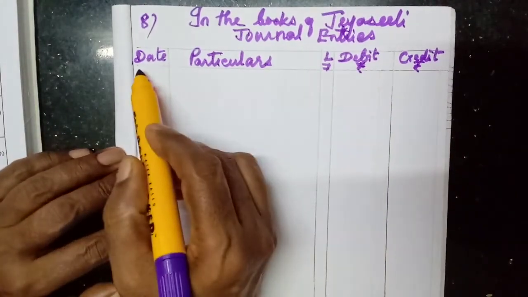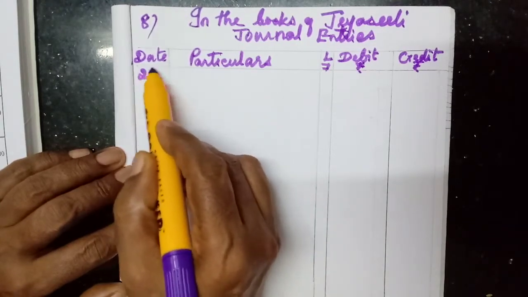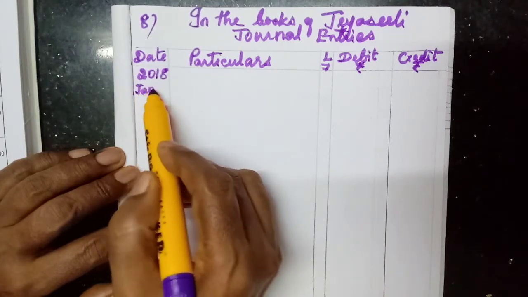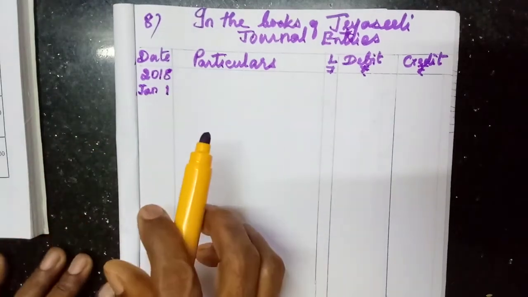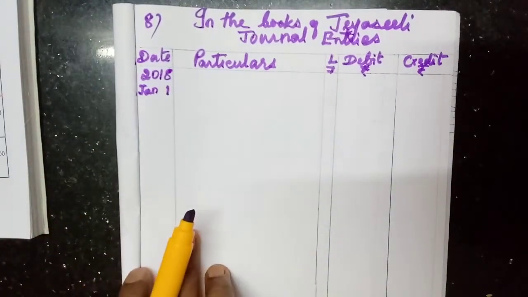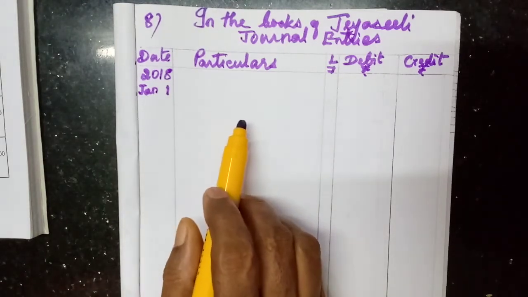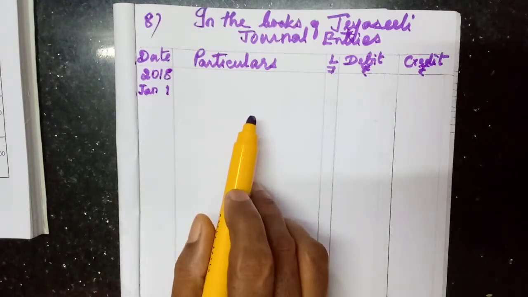Now in the date, first we should write the year, 2018. Then month, January. Then one small column will be there, you write there number 1, January 1. Okay. Now the first one, commenced business with cash. This one already you know, it will increase the cash and increase the capital as we saw in the accounting equation, isn't it?